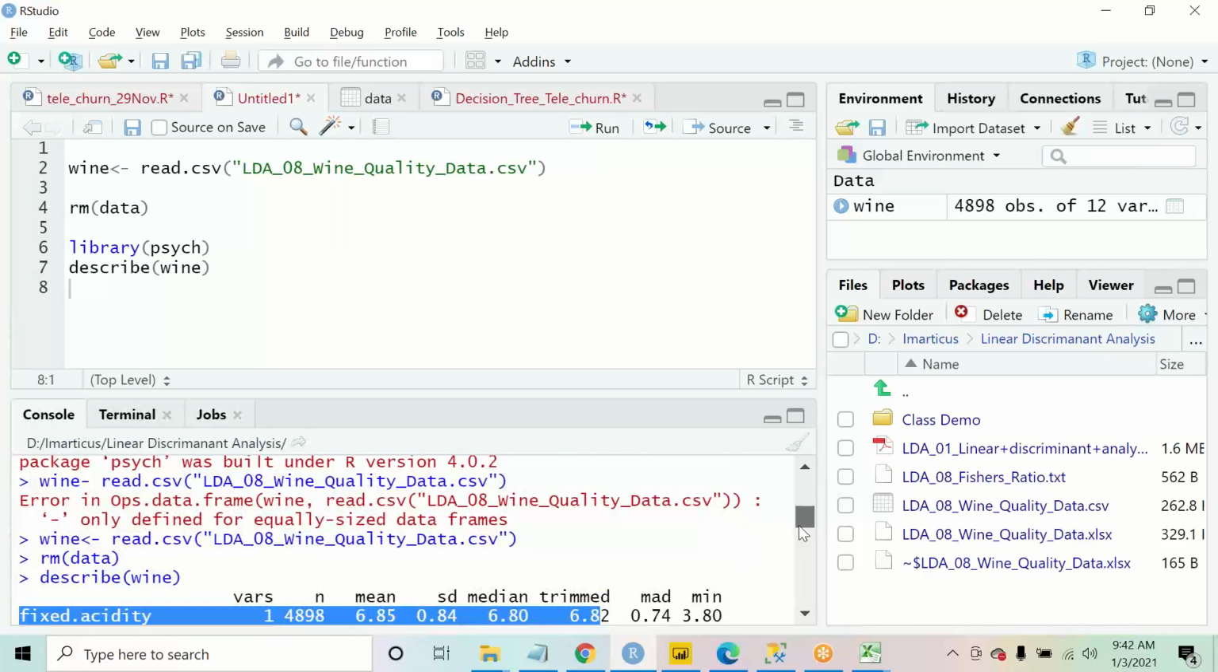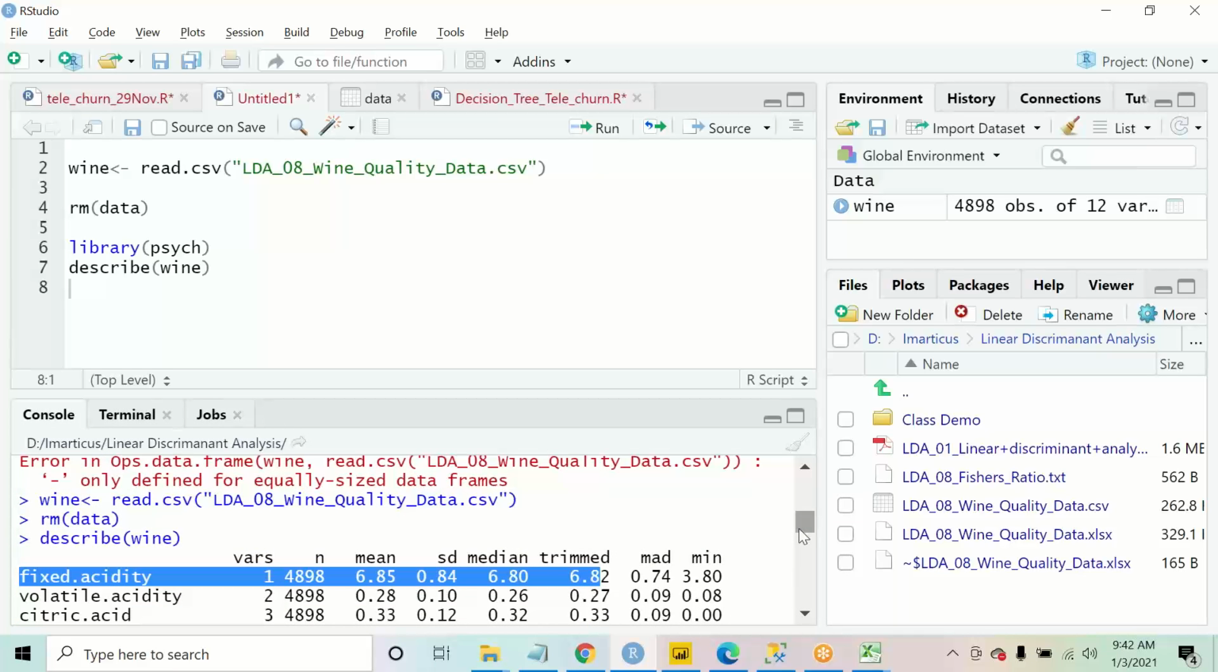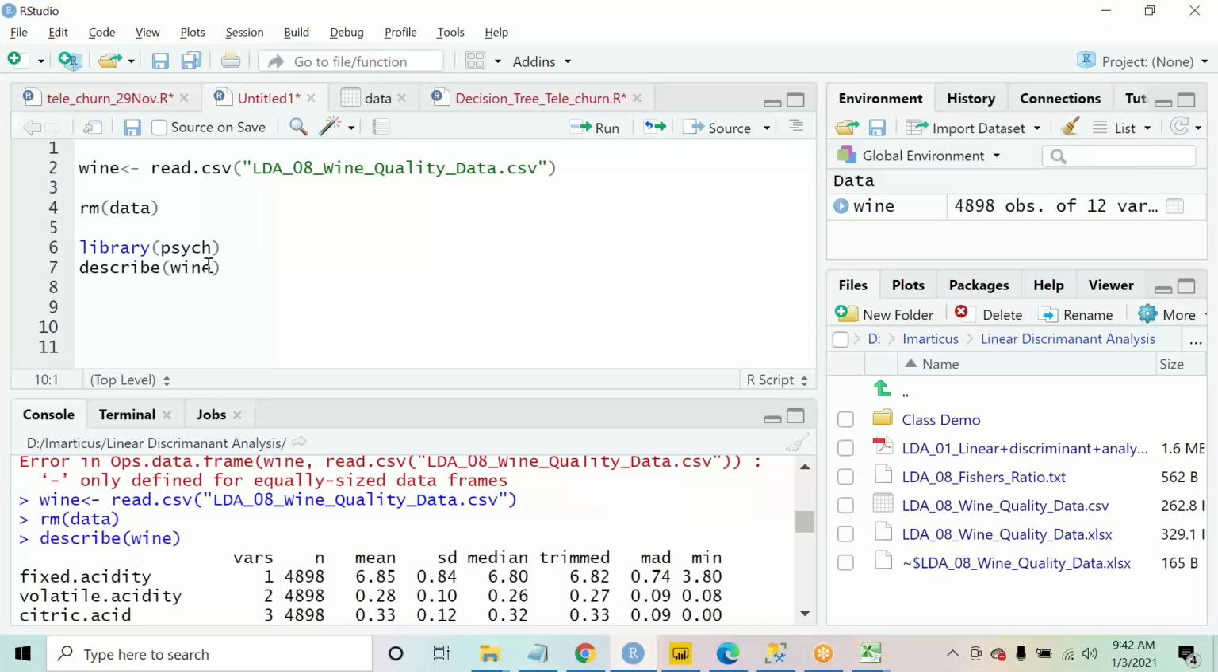Okay, but what information are we interested in? If you see, we are only interested in the mean value and the standard deviation, right? If I'm able to get that information, my job will become very, very easy. I will be able to calculate my Fisher's ratio, right? I hope you all are with me. So these are two things that I need to do. Right now, when I've used this describe function, it is giving me the mean, standard deviation, median for the entire data, but I have to find this information separately for low and high, right?